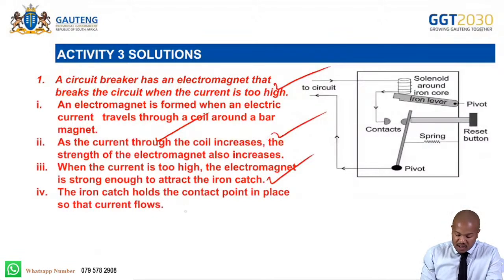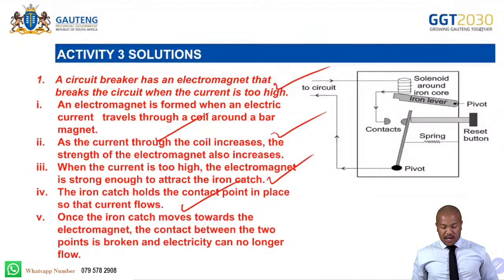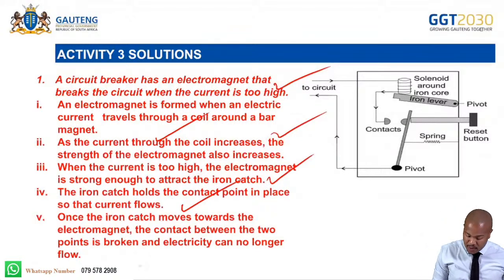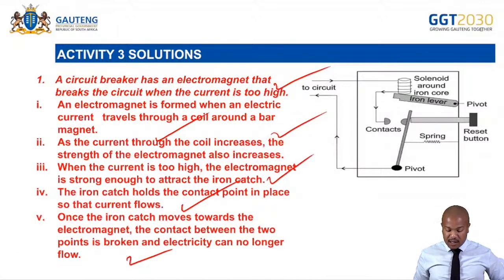The iron catch holds the contact point in place so that the current flows. Once the iron catch moves towards the electromagnet, the contact between the 2 points is broken and electricity can no longer flow. That is how a circuit breaker works. That is the answer for number 1.